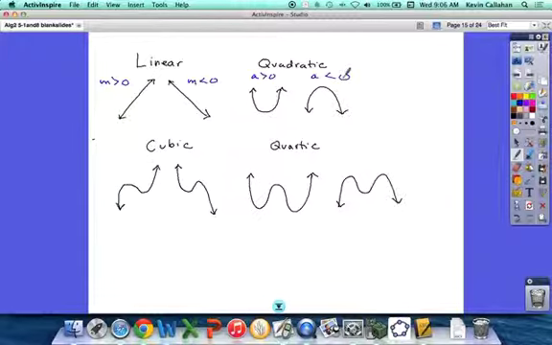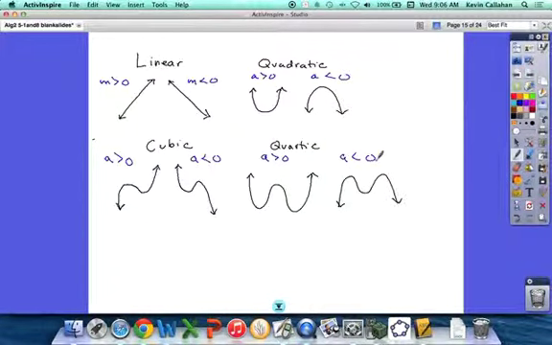Right? Cubic has either one of these 2 shapes, right? Like that or like that. Again, the same difference, right? If the leading coefficient is positive, then you expect it to have this shape. If the leading coefficient is negative, you expect it to have this shape. And then quartic, 2 versions of that too.